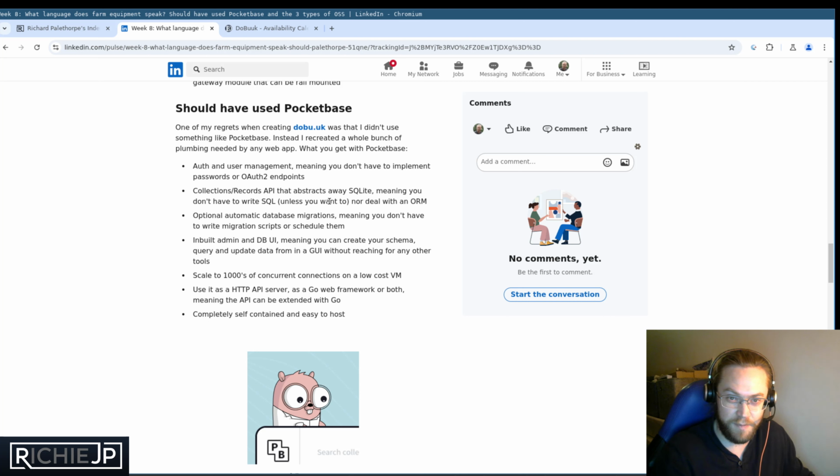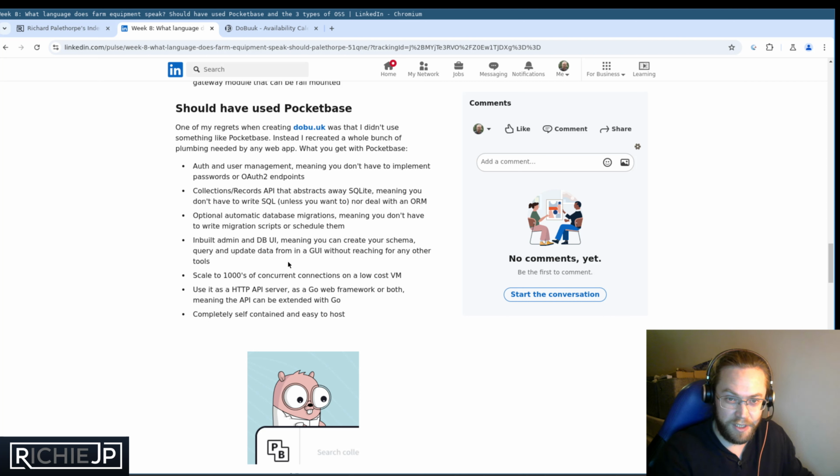Collections and records API that abstracts away SQLite, or SQL in general. You don't have to write SQL or deal with an ORM, like an object relational mapper. It's a bit simpler than an ORM, I think. A bit less magic going on in the background. Automatic database migrations, so you don't have to think too much about that. It's just a migration solution, and you don't have to think about the different migration solutions.